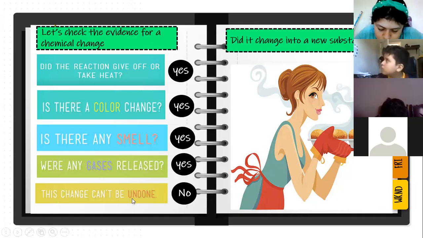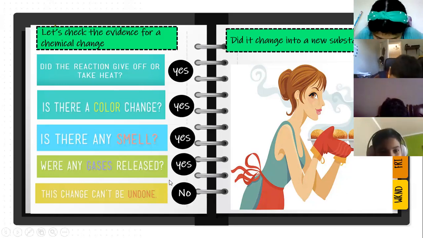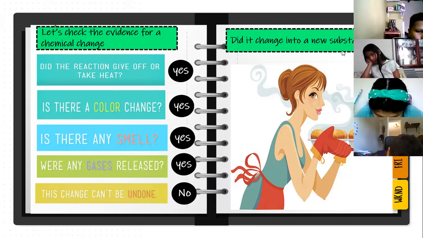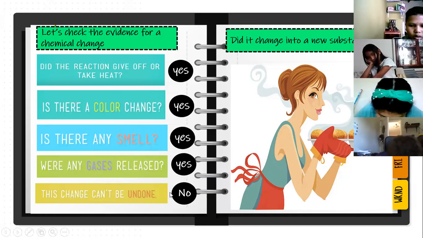Can the change be undone? No. We cannot separate the ingredients back again. After we mix everything and create the dough, we cannot separate the egg. We know that a cake has maybe 2 or 3 eggs, depending on the amount of flour, but we cannot take the egg off from that mixture. It's impossible because everything is combined. So these changes cannot be undone? No.